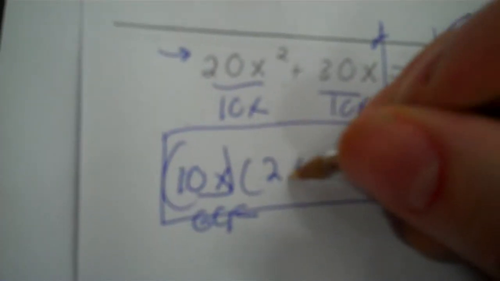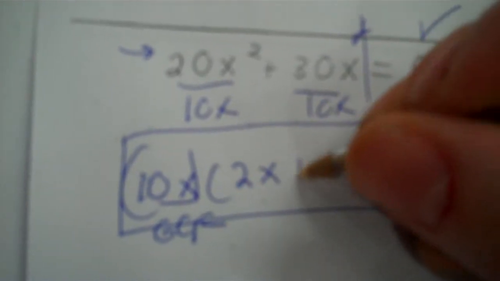Okay, 20 divided by 10 is 2. X second divided by x. Remainder x. 30 divided by 10 is 3. And then x divided by x is just a wipeout. So you put equals 0, and you have just rewritten that expression as 10x times 2x plus 3. Now I apply the zero product property. Either this can be 0 or this can be 0. So 10x can equal 0, or 2x plus 3 equals 0.